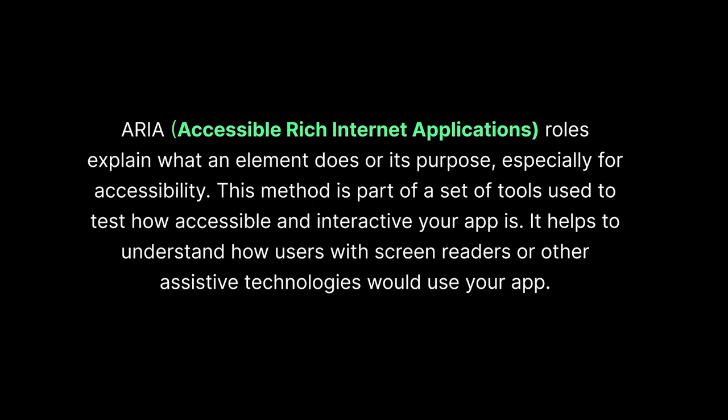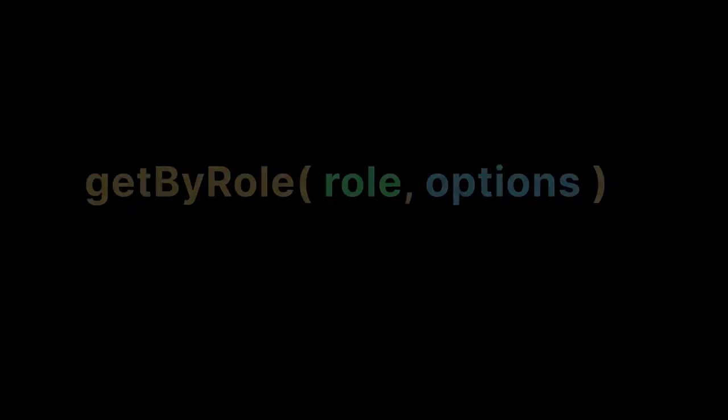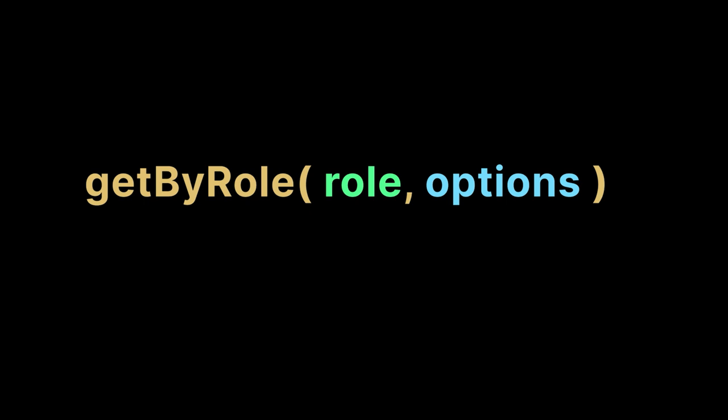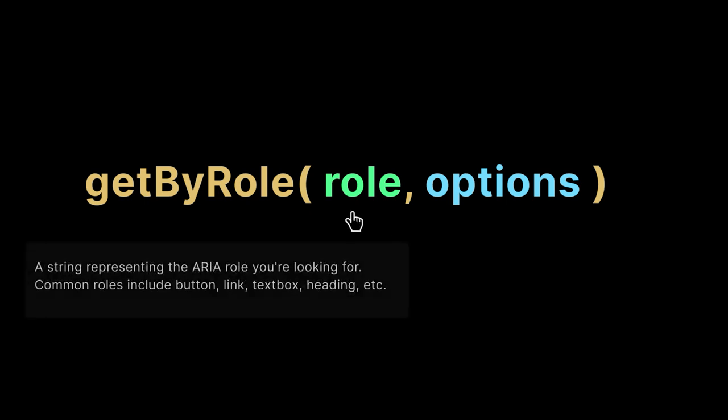So that was just a quick definition of get by role. But now let's talk about how in the world we are going to be using that. Well, this is a method. So first of all, we are going to be using a screen, and then we are going to be using the dot get by role, and then we can specify the role and also the option. But now let's talk about what is a role. It is a string representation of the ARIA role for which we are looking.